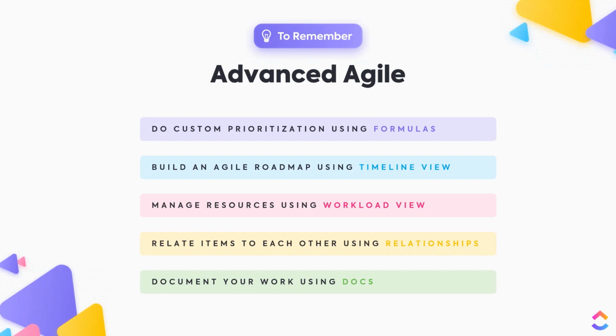We saw that behind its simple look, ClickUp is actually a powerhouse that enables you to do custom prioritization using formulas, build an agile roadmap using timeline view, manage resources efficiently using workload view, relate items to each other using relationships, and document your work in a fully integrated manner using docs, while always remaining easy to use, fast to set up, and collaboration oriented. So now you can really understand how ClickUp can support your agile vision and adapt to any level of complexity, from the simple example that we saw before to this fully advanced one right now.